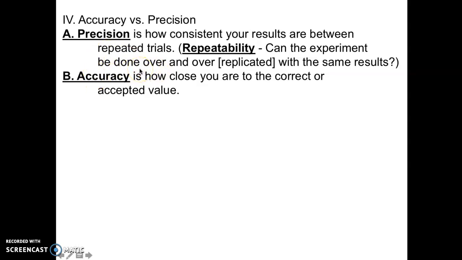But the problem is, I really don't know if it's accurate or not. I don't know if that's the correct answer because I don't know how many mice are in the pasture, or how many deer are in the park. That's the whole point, to come up with the answer. So I don't know what the correct or accepted value is for that.